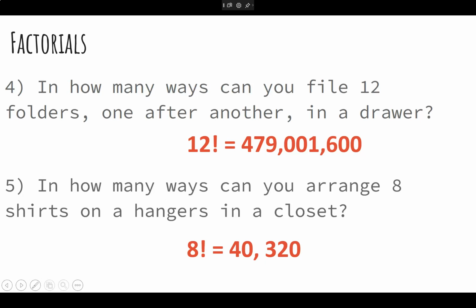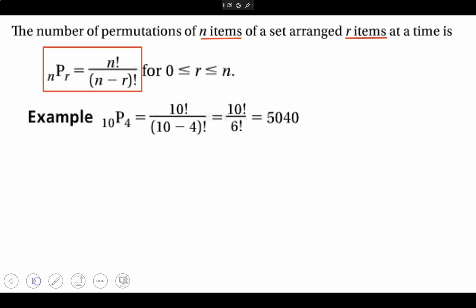We good? So we've done basic combinations, where you have a couple of things, you just multiply them together. We've done basic permutations, where order does matter, so factorial comes along. Now, we're going to step it up a notch. Now with a permutation, we're going to pick them in a certain way, the number of permutations of n items of a set arranged r items at a time. So we're going to be more specific in how we select things.